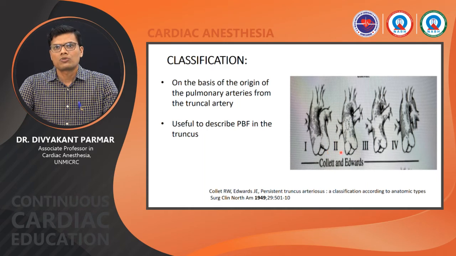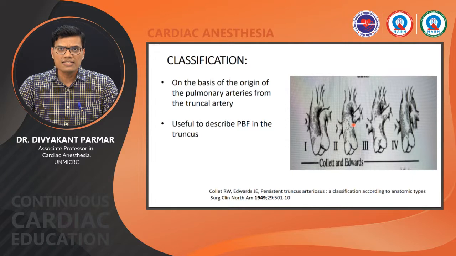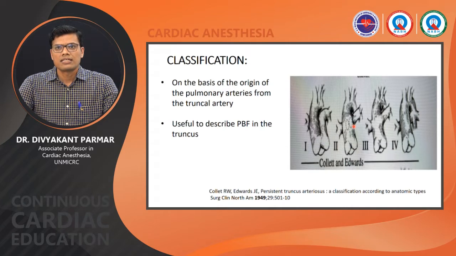In type 2, the two pulmonary arteries arise from the posterior part of the truncus. They are very close to each other and arise separately. This constitutes around 29 to 30% of cases. In type 3 truncus, both pulmonary arteries arise from the lateral aspect of the truncus, and this is very rare, around 1% of the defects. This is type 4 truncus. Actually, this is called pseudotruncus because the pulmonary artery does not arise from the truncus, and the lungs' blood supply comes from collaterals that arise from the descending thoracic aorta.